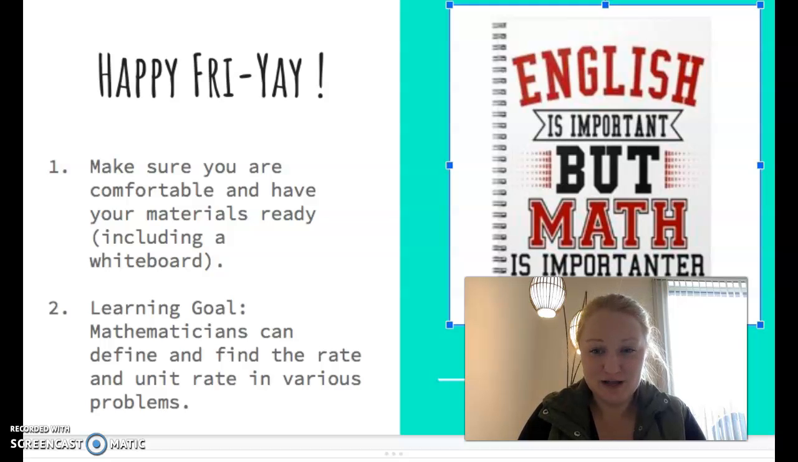Have your materials ready. That could include a whiteboard, marker, and eraser today, or if you prefer, as I know some people like Joey and Liam like to do, you can just use your math notebook and a pencil. But today we are going to define what a rate and unit rate are in problems and then practice finding them.